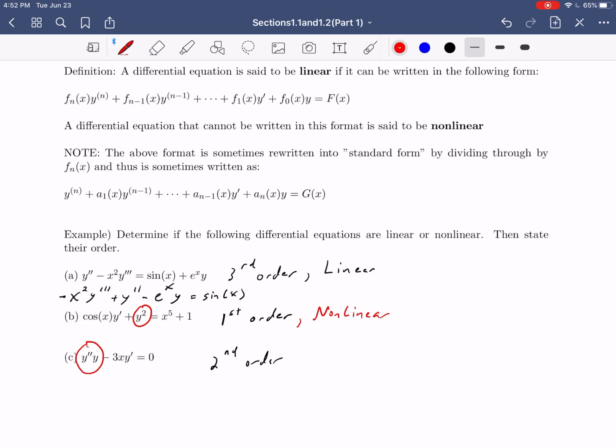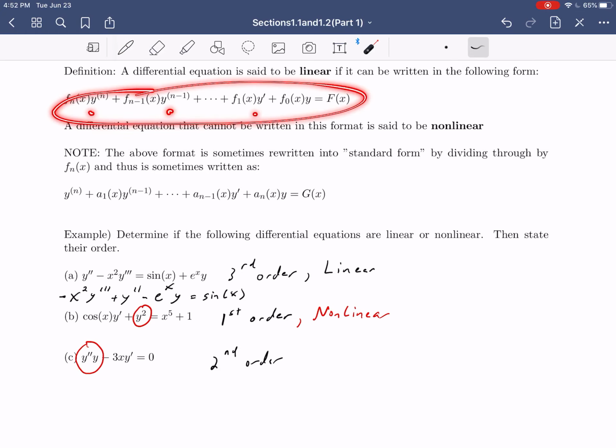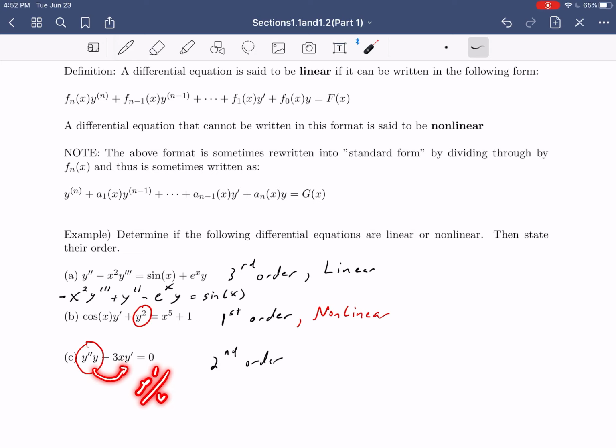Why is that? Well, in this definition of linearity, all the derivatives and the dependent variable are always in separate terms. And here they are mixed together as a product. You might say, well, why can't we divide? Well, if you try to divide by that y, then you're going to have y prime over y in this term. And then again, the derivative of the dependent variable and the dependent variable would be mixed together. It's always going to be nonlinear here. So this guy is also nonlinear.